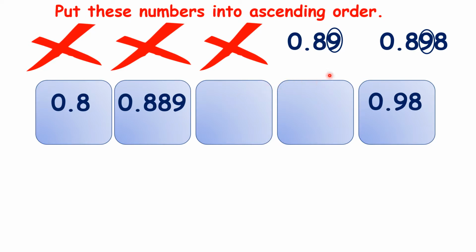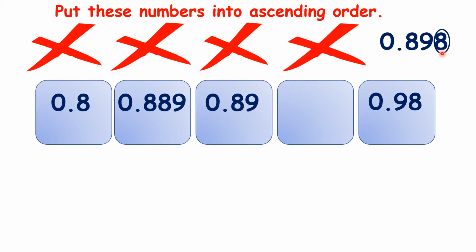Now, both of these numbers have 0 units, 8 tenths and 9 hundredths. So let's move along to the thousandths place. With 0.89, the thousandths are not written, and remember, if a decimal place value isn't written, it's a 0. So we can think of this number as really being 0.890. So that means 0.89 is smaller than 0.898.